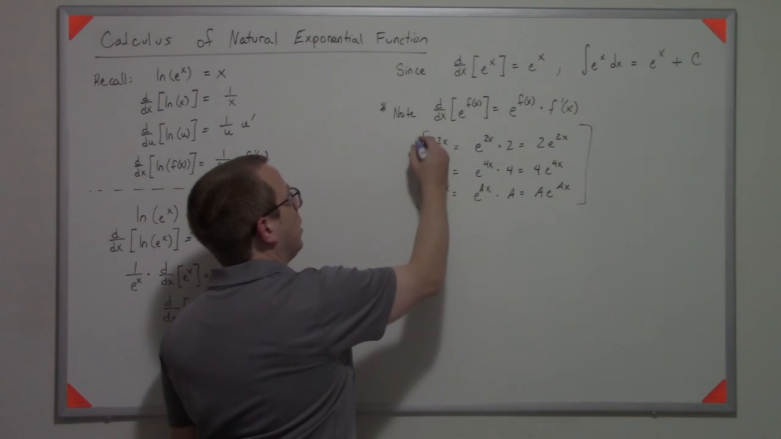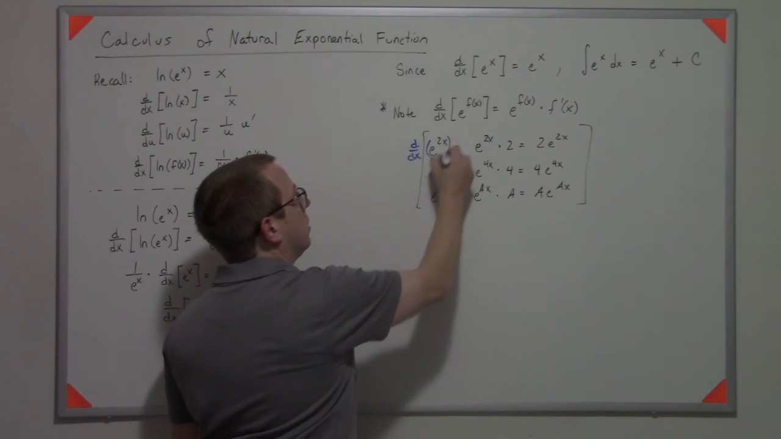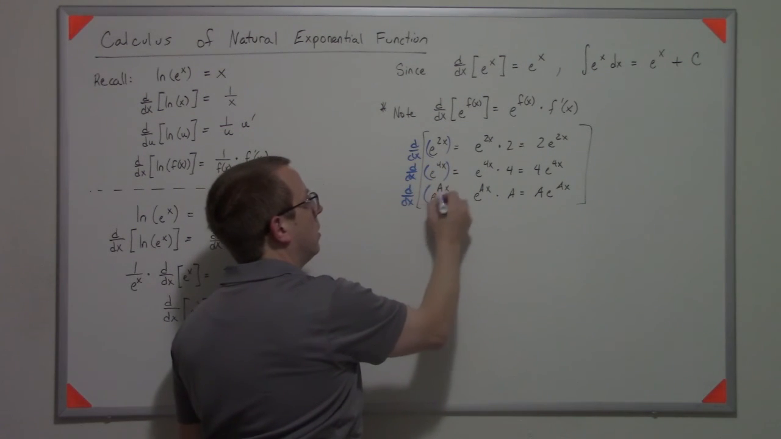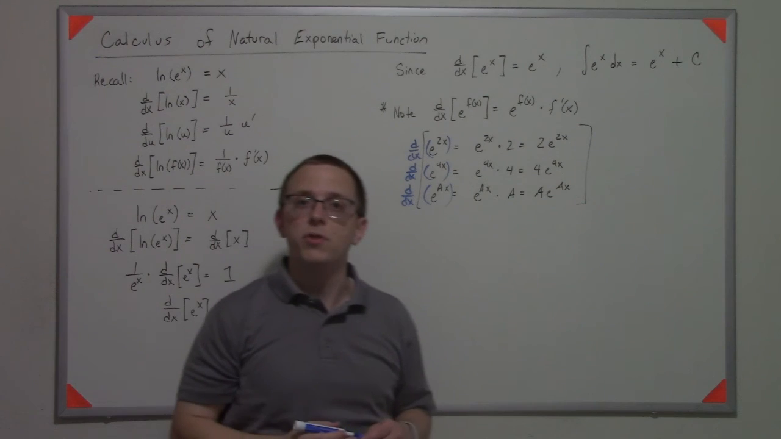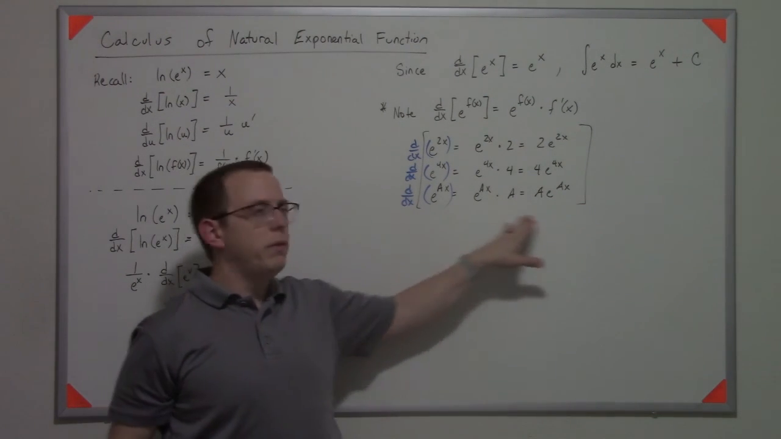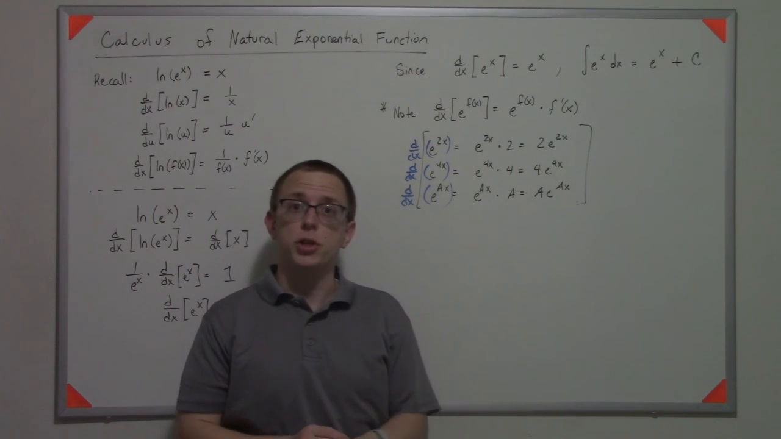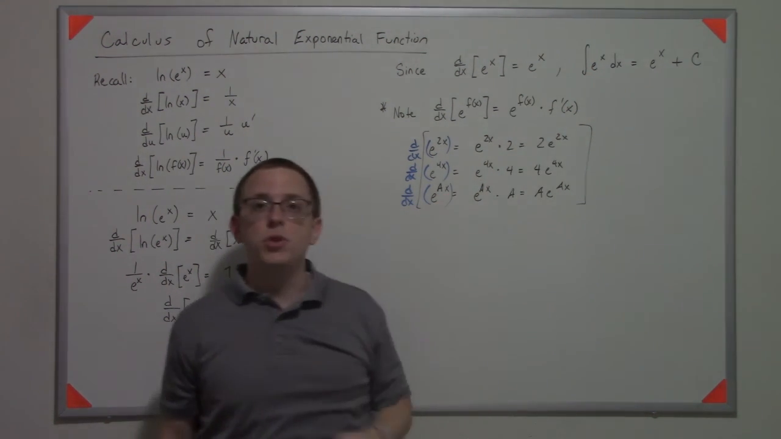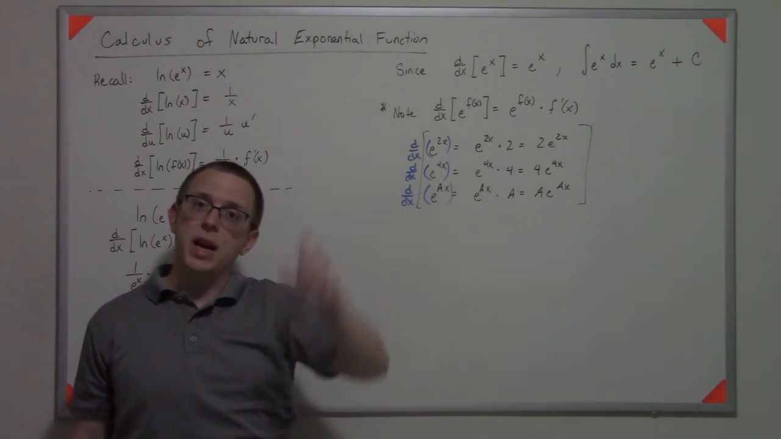I didn't write that, I should have. This should be d dx. I apologize for that. But the idea here is that derivatives are fairly straightforward for e functions. In general, it's whatever you started with times the derivative of whatever that exponent is.